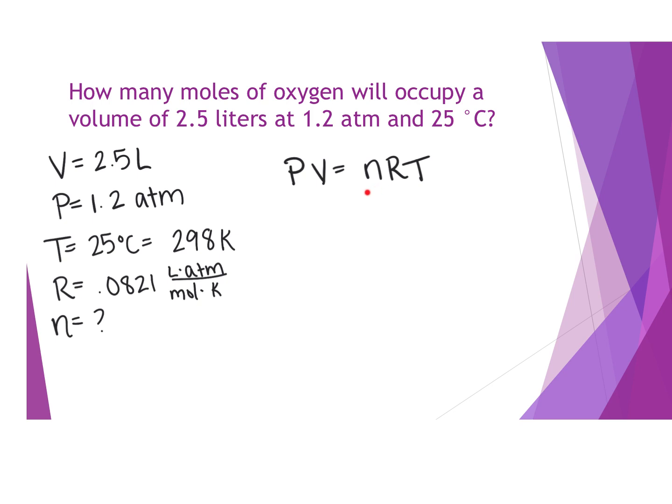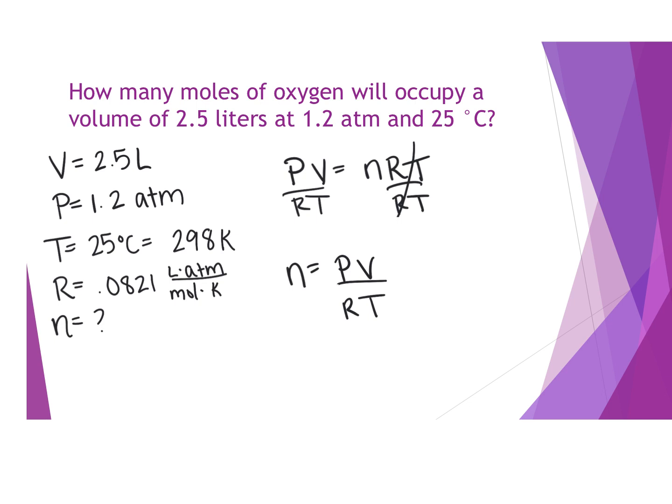Which variable are you solving for? N. So that means we want to get n by itself. So what do you do with RT? You divide, right? So you divide both sides by RT. So then n equals PV all over RT. Don't skip that step. It's okay to draw this step on paper. So now if you know the order of everything, can you just plug in your numbers?